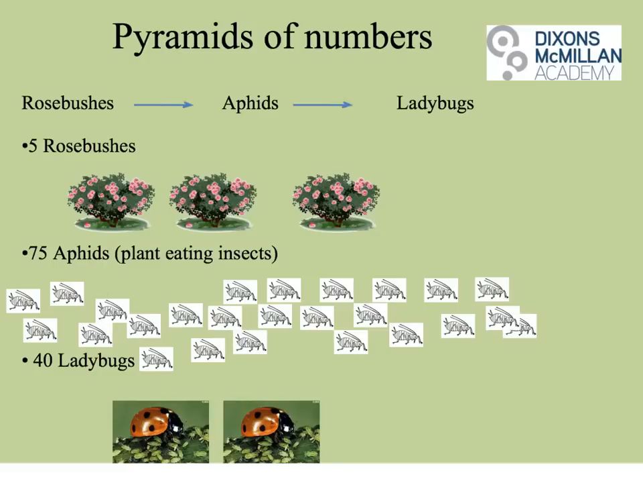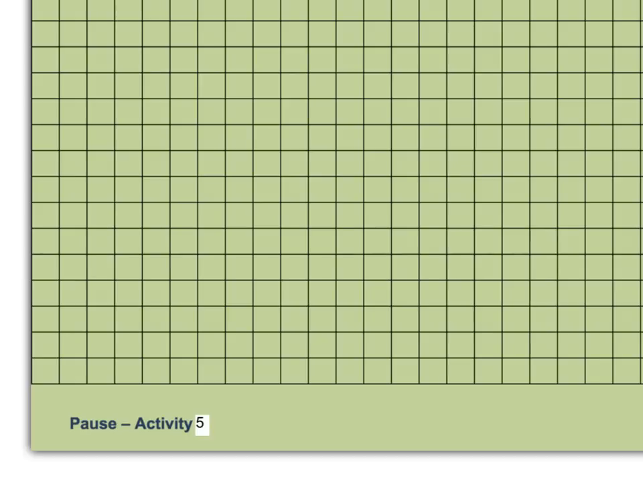Now what we do is draw a pyramid to demonstrate that. It's a little mathematical drawing, a little graph. I'm going to show you how to draw a pyramid of numbers now. We start off with the producers. Down at the bottom we had the rose bushes, and we had 5 rose bushes. In this example I'm going to use 1 square on this graph to equal 5 organisms. Remember, this is a pyramid of numbers, so it tells you how many organisms there are.